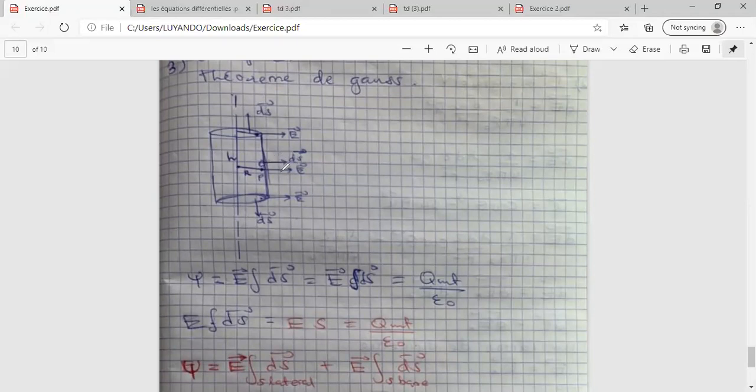So E and dS are moving in the same direction on the lateral side, whether it's a sphere or anything. The E and the dS are always moving in the same direction, parallel to each other. But on the bases of things like a cylinder or a cone, the dS and the E cancel each other because they meet at 90 degrees and the dot product is equal to 0.